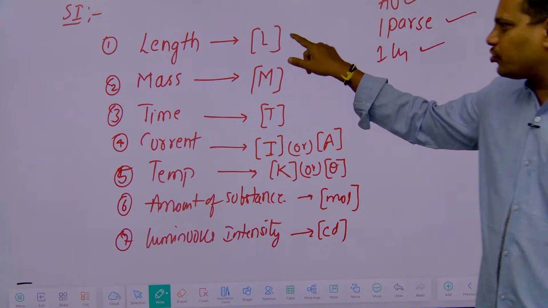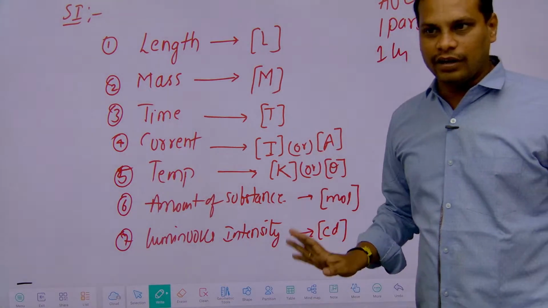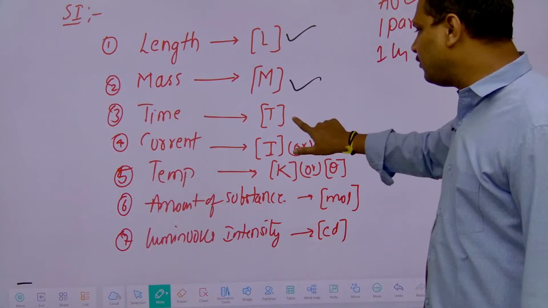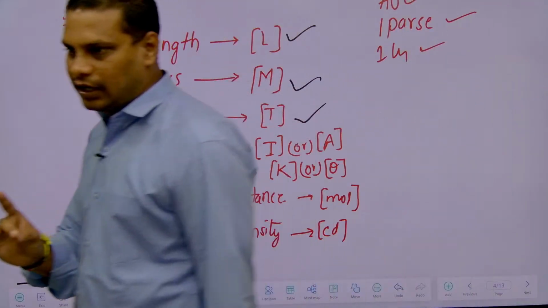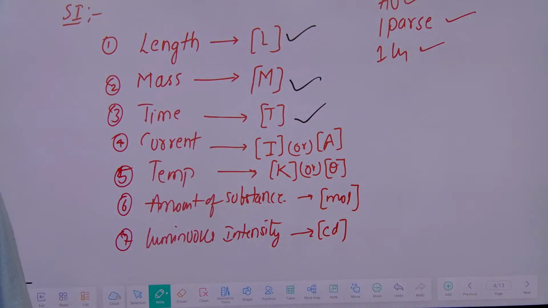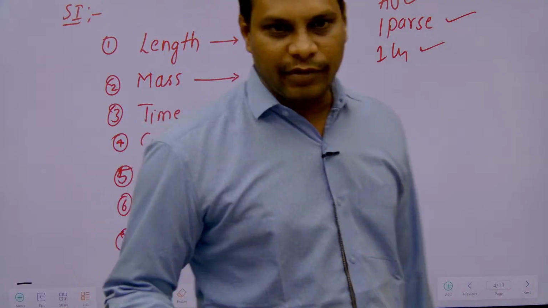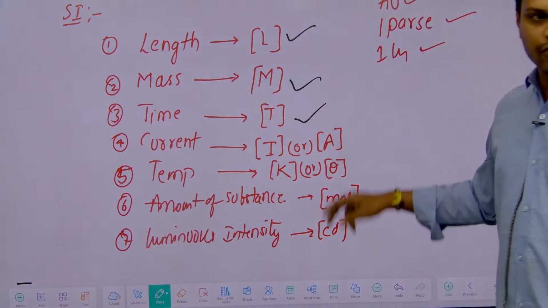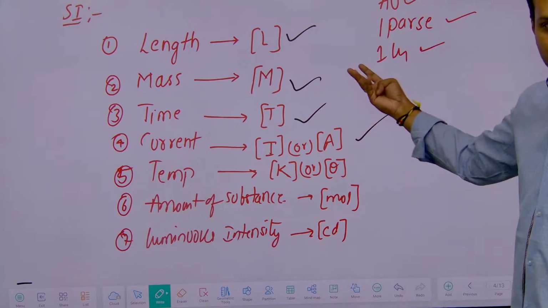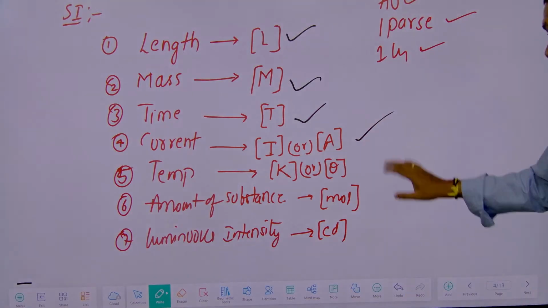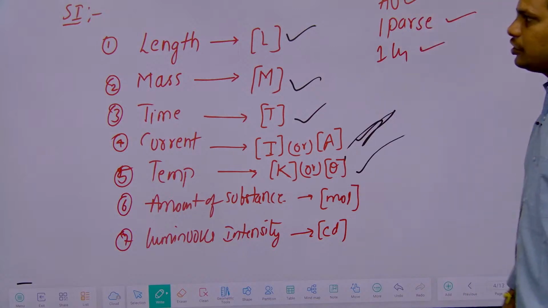So length mostly in mechanics. So first year we are dealing with only mechanics. In mechanics mostly we'll deal with the three only, M, L, T. Are you clear? So coming to the second year, we have the other quantities. In thermodynamics we'll use the fourth physical quantity, that is temperature. Shall we move?